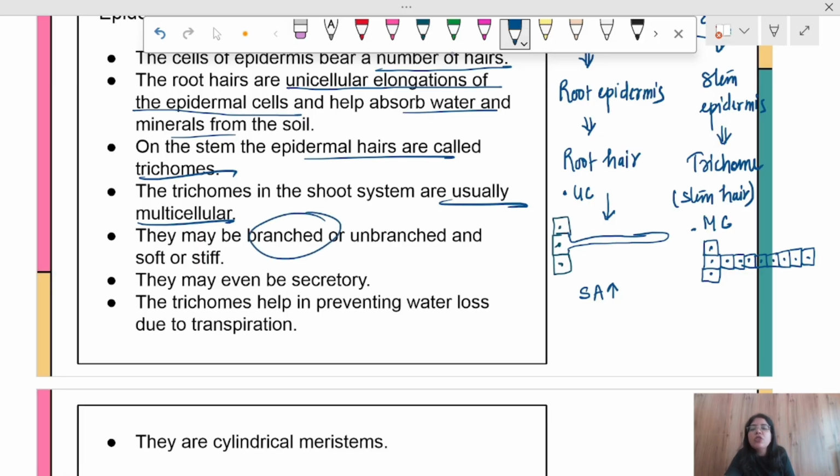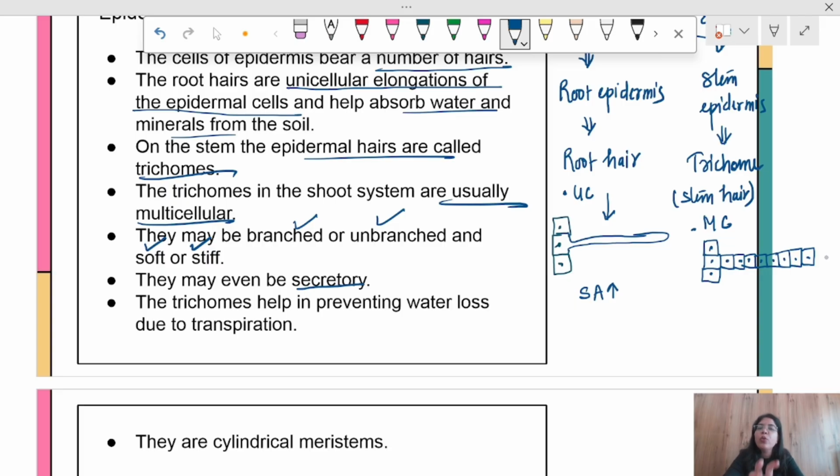They can be branched or unbranched. Here I have drawn unbranched, but it can have branching also. It can be soft or it can be stiff. Very important: sometimes the stem hairs may appear very soft, and sometimes when you touch them they will be very hard and stiff. They may even be secretory. So these are the functions.